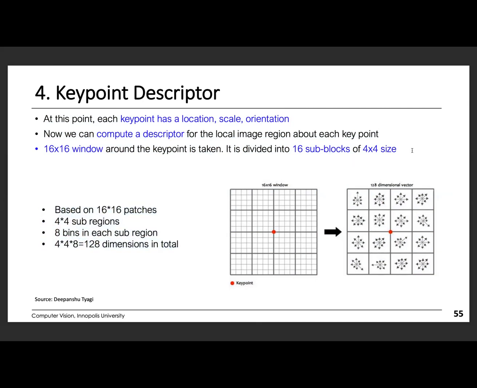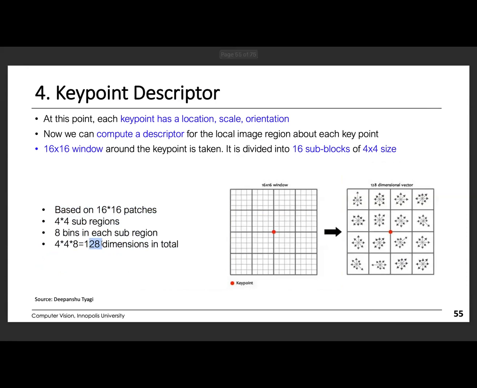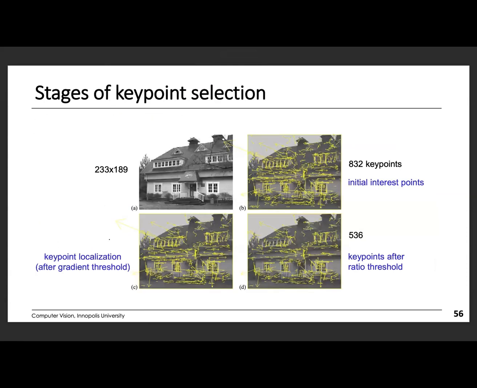128 is definitely big, right? It's not a small vector. So here, for example, we can do the math. This is an image of 233 pixels by 189. We will detect a lot of interest points. After doing some thresholding, we would get to 536, but still 536 is a lot of different points, especially when you take into account the dimensions of each key point. So the description of each key point will be quite large.